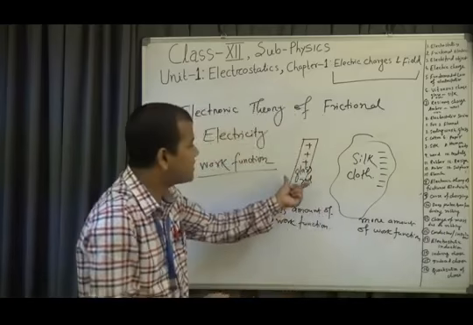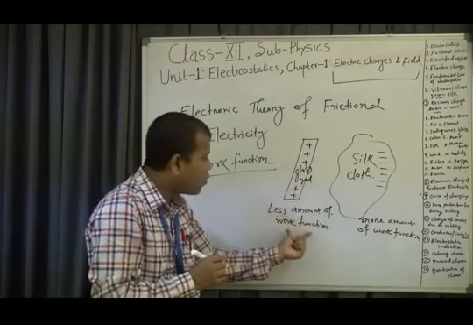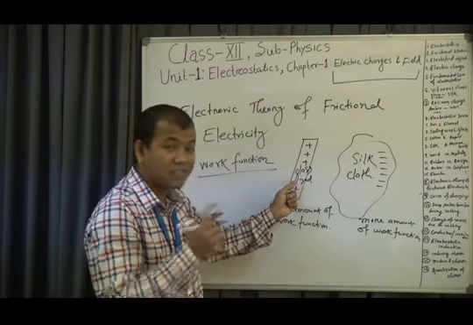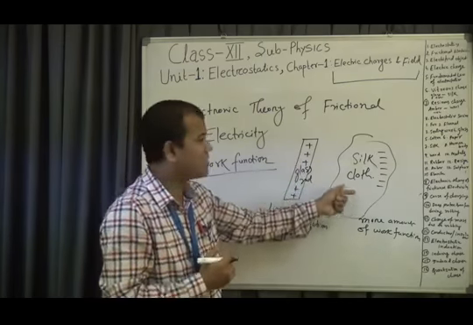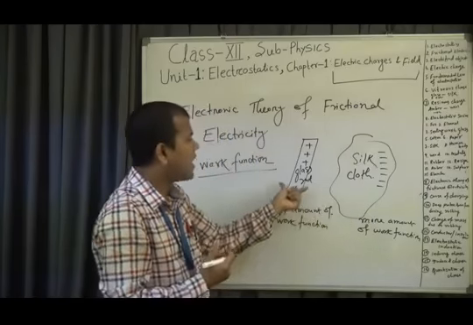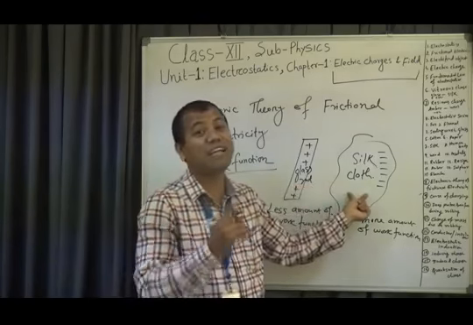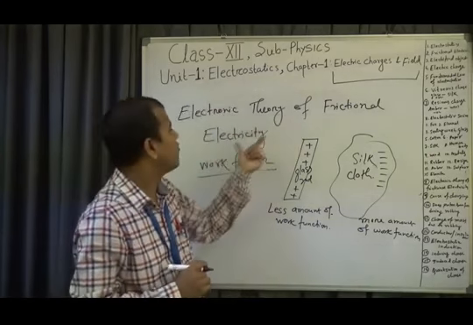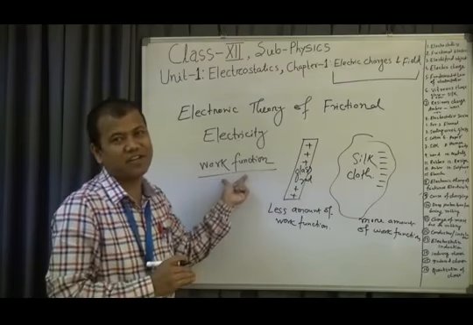So whenever you rub this glass rod with silk cloth, as the glass rod has less work function, obviously the electrons will be transferred. The glass rod will lose the electrons, and the silk cloth will get those electrons. The glass rod will obviously be positively charged and the silk cloth will be negatively charged. That is the main concept of the electronic theory of frictional electricity. The main thing is the work function.